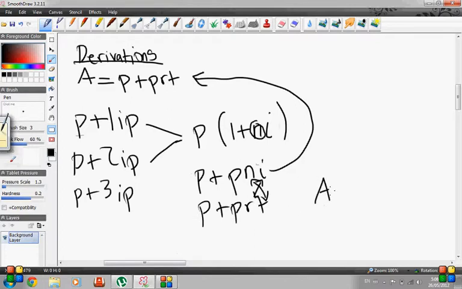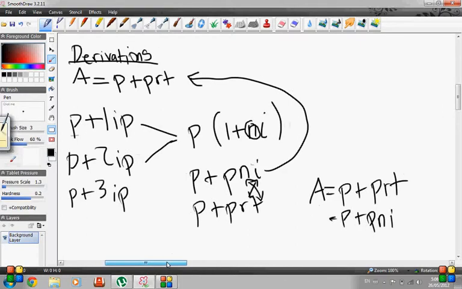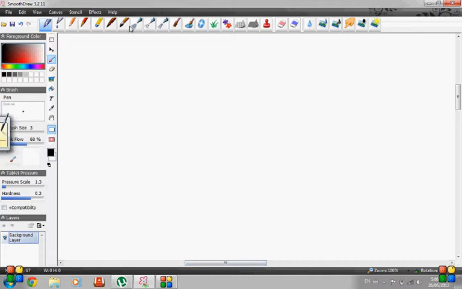Your final amount after an n amount of years is equal to your principal plus your interest earned. And we've already learned that PRT can be written as PnI. So this is the derivation for a simple interest formula. Let's move on to a compound interest formula. Compound interest.